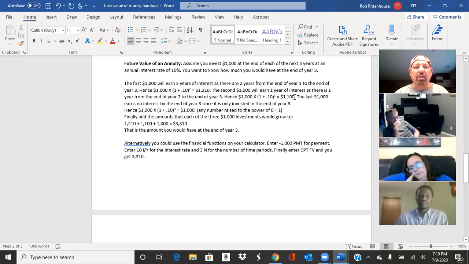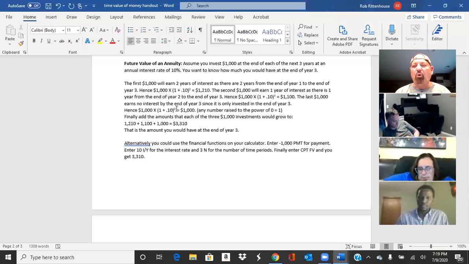The last $1,000 earns no interest by the end of year 3 because it's only invested at the end of year 3. By the way, you could still follow the same format we've been following here. Take 1 plus 10% raised to the power of 0, because remember, any number raised to the power of 0 equals 1. Always. Doesn't matter what the number is. Any number raised to the power of 0 equals 1.